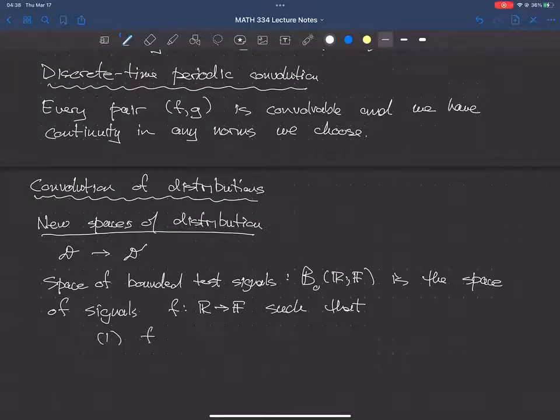So first, F is going to be, as was the case with D, and normally when you introduce classes of distributions, you are going to ask that the test signals for that class of distributions be infinitely differentiable. The reason, just like in the D and D prime case, is that you want to be able to differentiate distributions freely. Okay, so we're going to ask that these be infinitely differentiable.